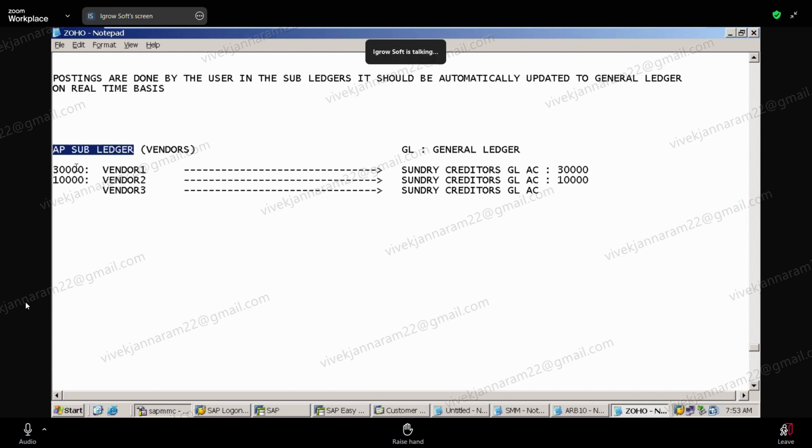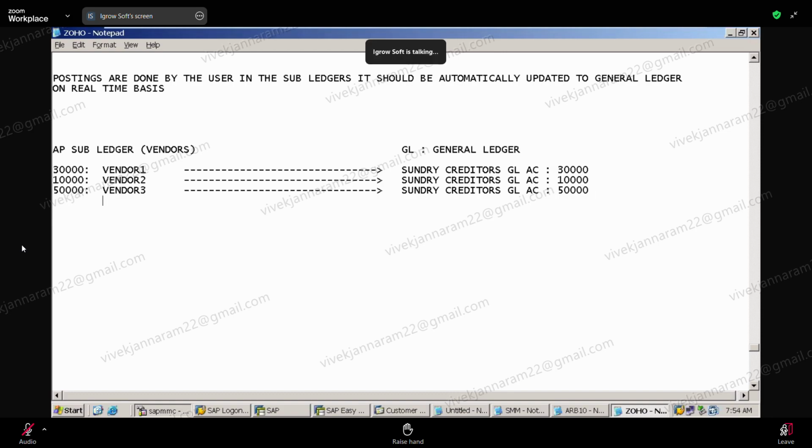Here we are posting vendor-wise, individually party-wise. Let me complete, and you will get the clarity. In the subledger, the user is posting vendor-wise: vendor 1, vendor 2, vendor 3. Suppose he is posting another 50,000 with vendor 3. So what will come here? Here also 50,000 will come.